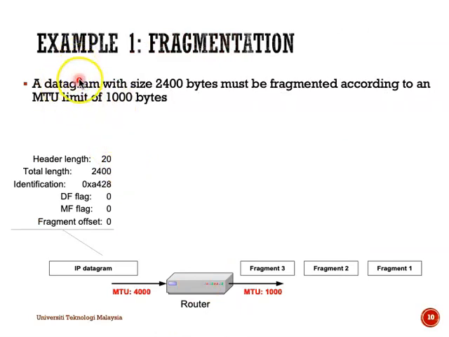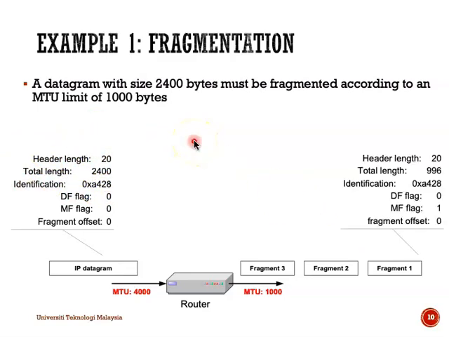Let's have a look at the first example of fragmentation. There's a datagram with a size of 2500 bytes that must be fragmented according to the MTU limit of 1000 bytes. So this is the first datagram of 4000 bytes. The MTU imposed by the first link here is 4000, so it has no problem going through this link, but the outgoing link from this router has an MTU limit of 1000. Basically, this datagram has 2380 bytes of data when you subtract the header length from the total length.